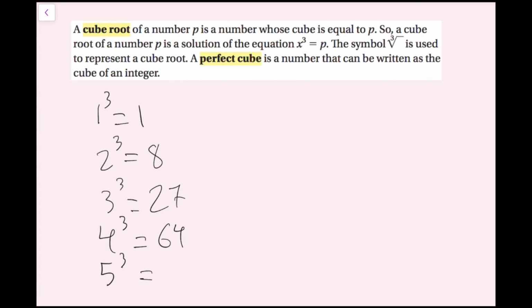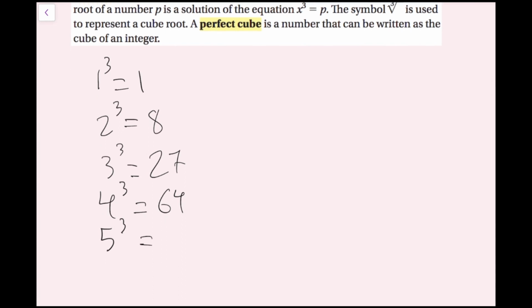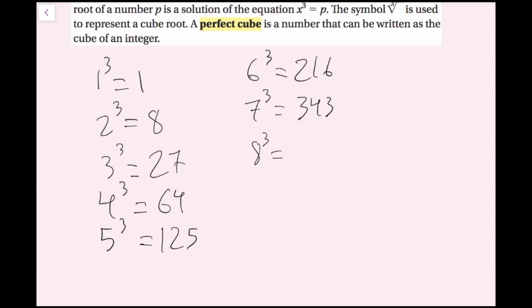5 cubed is going to be 5 times 5, which is 25, and then times 5 again, which is 125. 6 cubed is going to be 6 times 6, which is 36, times 6 again, which is 216. 7 cubed, well, it's 7 times 7, which is 49, times 7 again, which is 343. And then 8 cubed, we get 8 times 8, which is 64, times 8 again, which is 512. And then 9 cubed, 9 times 9 is 81, times 9 again is 729.